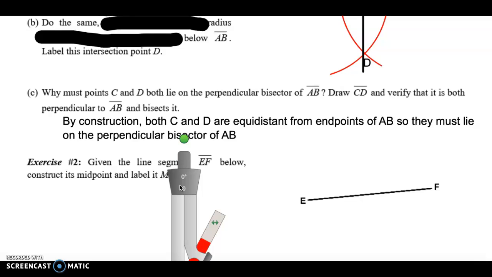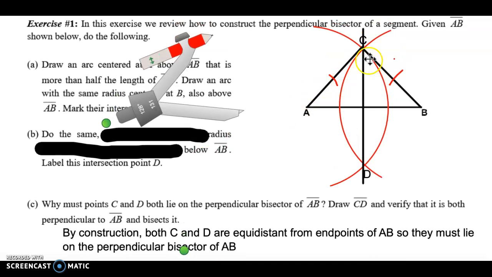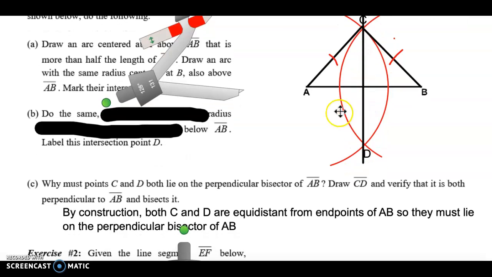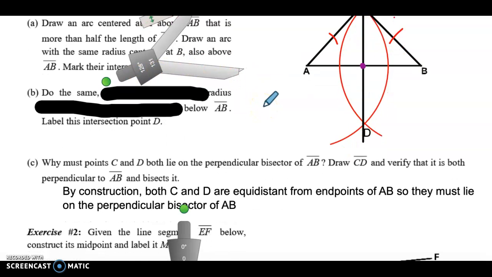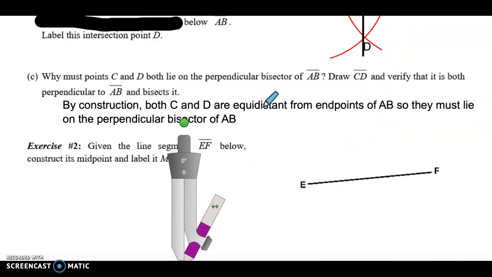All right. Now, the next construction is actually the same. The next construction, given the line segment EF, construct its midpoint. So when I did this construction back up here, this point right there, I'm going to put a dot on it. I'll make a purple dot. So this point right here is actually the midpoint. A bisector intersects at the midpoint. So when you construct a perpendicular bisector, you also find the midpoint at the same time.